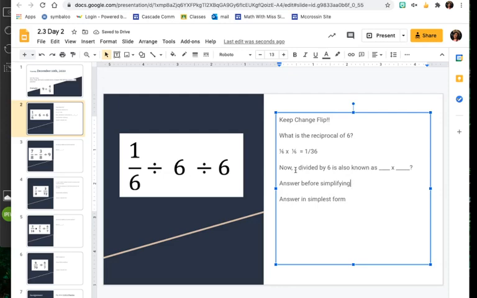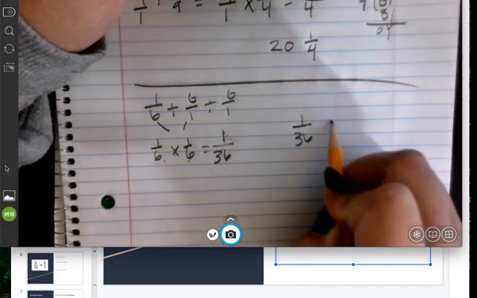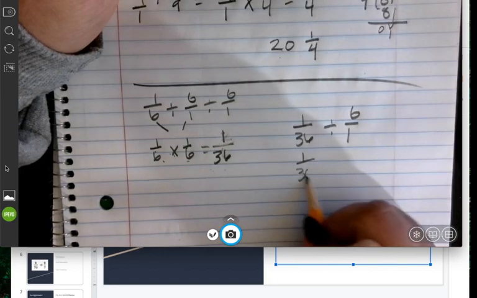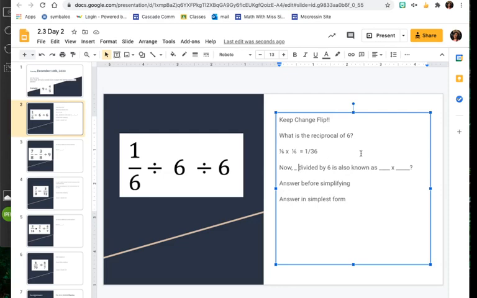So now blank divided by 6 is also known as what times what. So go back to my scratch paper. So I'm going to rewrite my expression. I have 1/36 divided by 6 over 1. Keep, change, flip. 1/36 times 1/6, right? So now 1/36 divided by 6 is also known as 1/36 times 1/6.